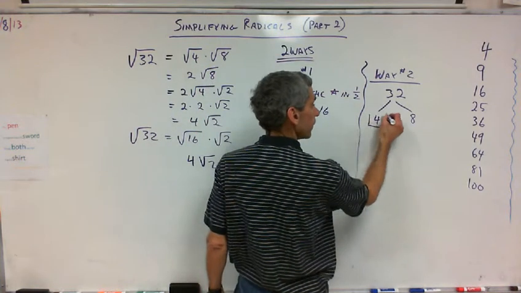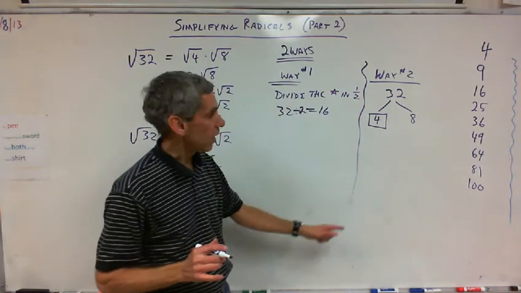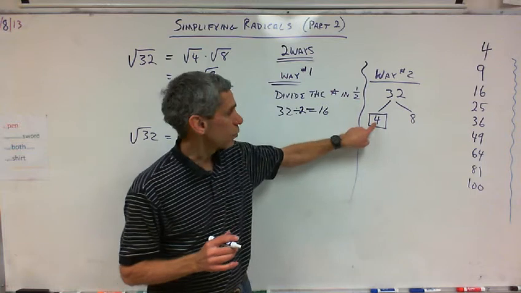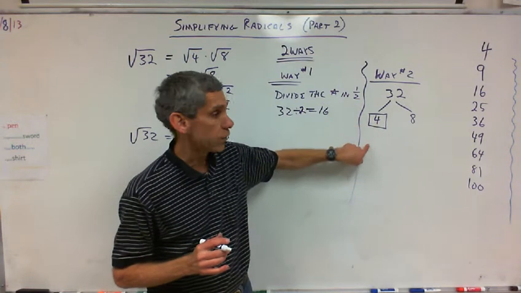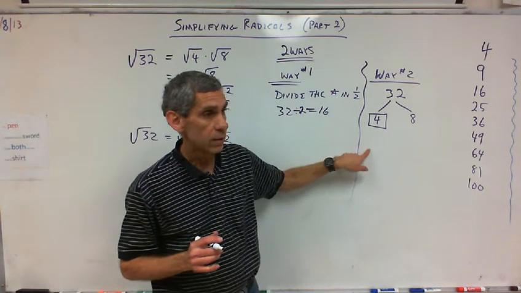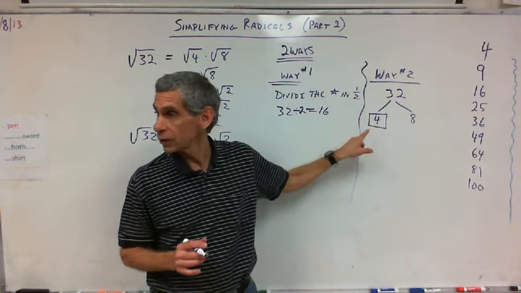There's a perfect square right there. I'm not done yet. So once I've come to a perfect square, I'm never going to go below that. I'm not going to go 2 times 2, right? Because I don't need to. I found my perfect square.